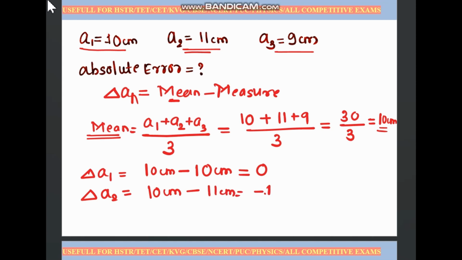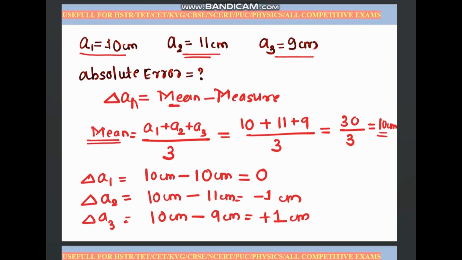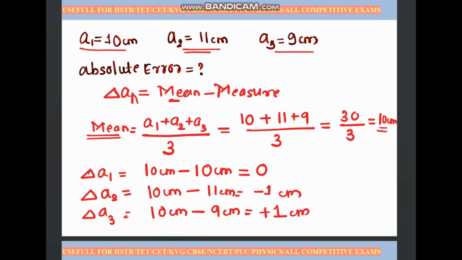My answer is now negative. So delta A3, our 10 centimeter minus A3, which is 9 centimeter. Now I got delta A3 as plus 1 centimeter. See here, we got absolute errors as 0, minus 1, plus 1. Means absolute error for first reading, second reading and third reading.